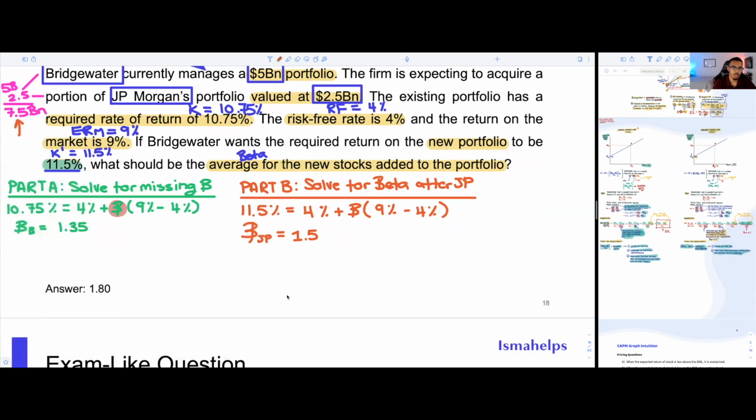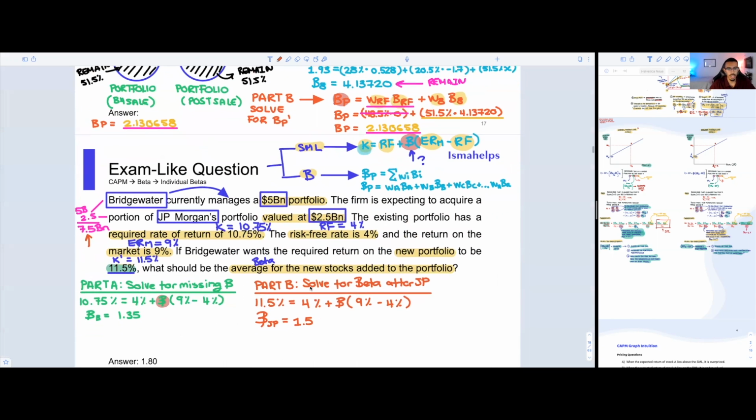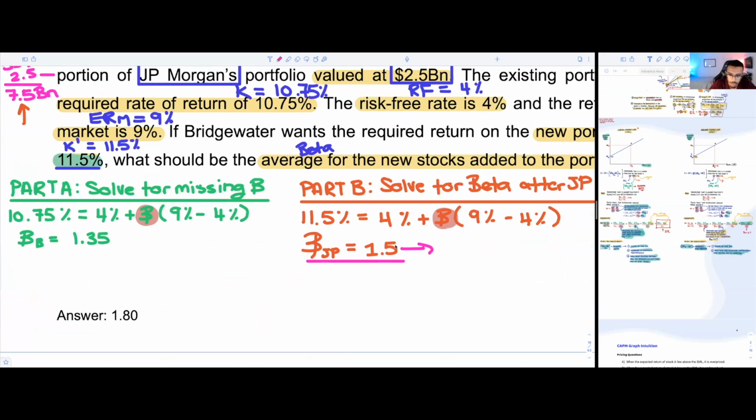All right. So you may be like, okay, listen, I get the whole game of we need to solve for what's missing, but what do we do with this once we get here? Well, it's actually pretty straightforward now, because now you know what Bridgewater's portfolio beta will be once they've purchased JPMorgan. As you can see on the screen, it'll be 1.5, okay? And that 1.5 is going to be crucial for us because this is synonymous to the beta of our portfolio. I could even zoom in a little bit to write a little bit cuter for y'all. This will be synonymous to the beta of our portfolio.